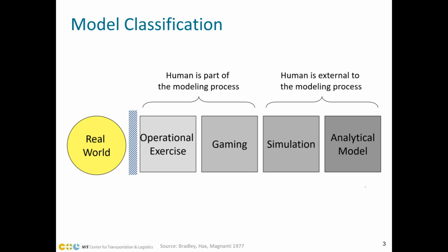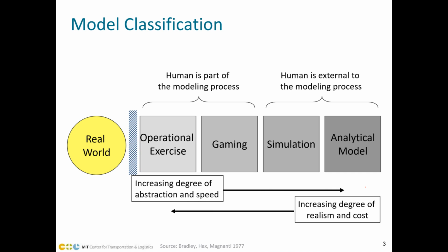The other two are where the human really isn't there, where the math is simulating or being used to capture the essence of the reality of the real world you're trying to make a decision on. So you can think of these as I move left to right. They become faster to solve and cheaper, but you lose some realism. It becomes more abstract. We will focus a lot on these analytical models because they're a good place to start, because they're fast, right? And they're cheap.